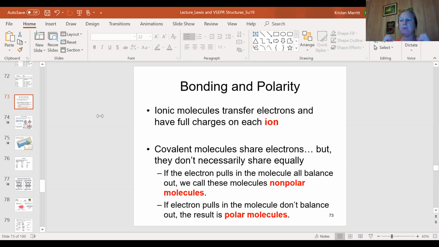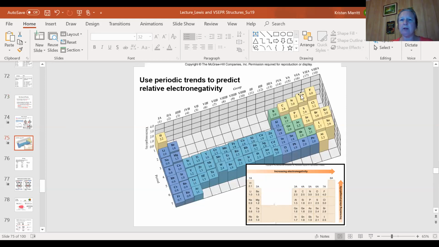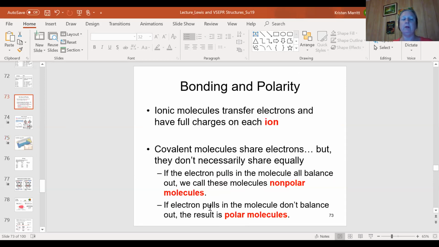If you have perfect sharing, if you have two identical atoms, an oxygen bonded with an oxygen, a fluorine bonded with a fluorine, you have perfect sharing because, of course, they have the same electronegativity. You have no difference. So it's the difference in electronegativity that leads to polarity. Okay? And the greater the difference, the larger the polarity. So this is going to cover how you determine what's polar and nonpolar.